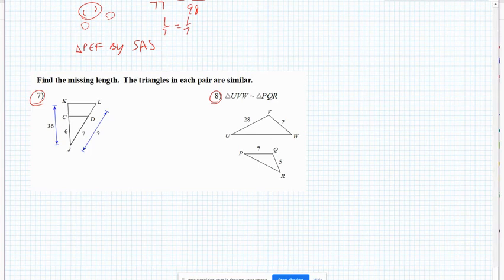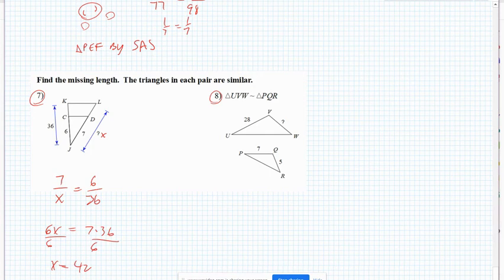Okay, in number 7, I'm going to call the question mark X. So I would have right side of the small triangle over right side of the big triangle equals the left side of the small triangle over the left side of the big triangle. So I did small over big equals small over big. And so then when I cross multiply, I get 6x equals 7 times 36. Divide both sides by 6, and you get x equals 42.